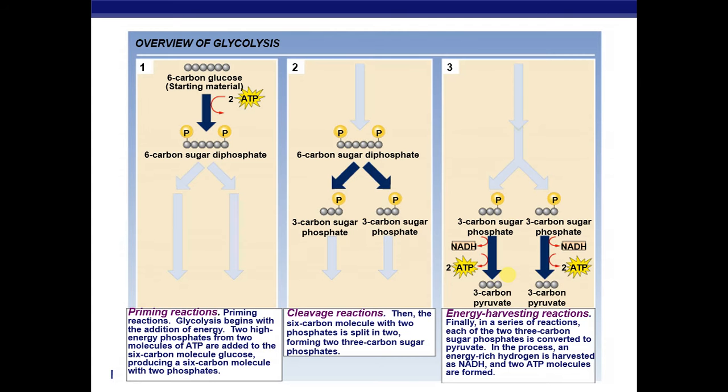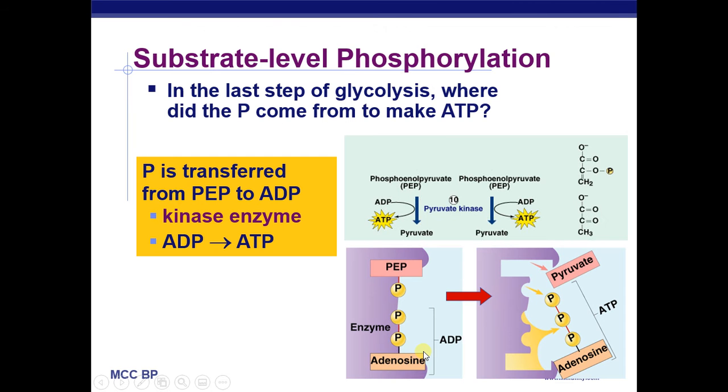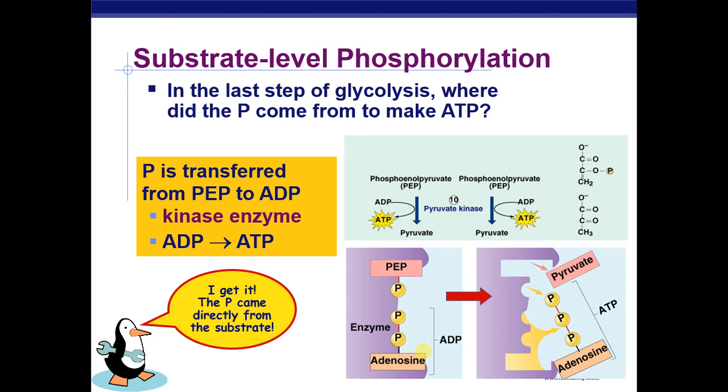So if you notice, when we're making ATP here at the end, in the last half of glycolysis, we call that substrate-level phosphorylation. So in the last steps of glycolysis, where did the P, the phosphate, come from to make ATP? All right, so the P, the phosphate, is transferred from one of the intermediates in glycolysis. It's called phosphoenol pyruvate, right? It's just one of the intermediates.